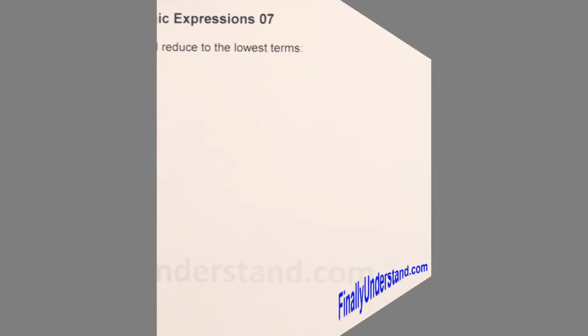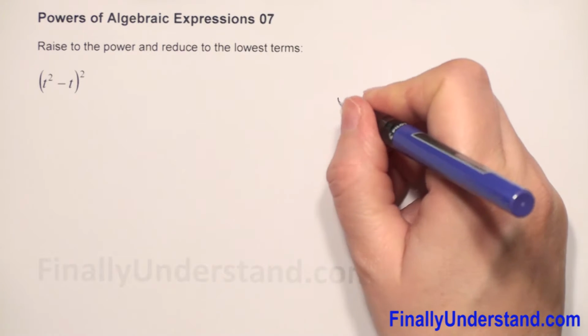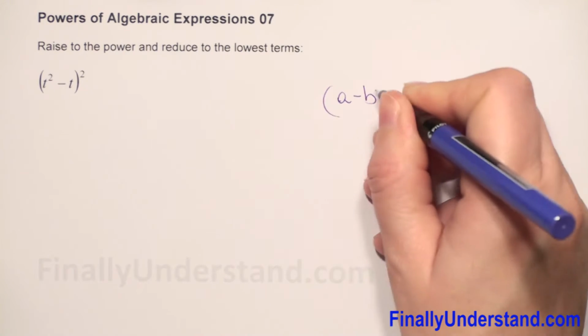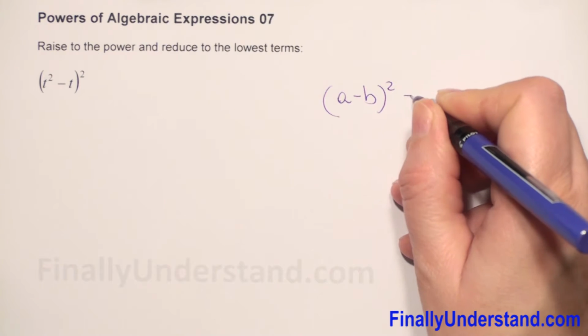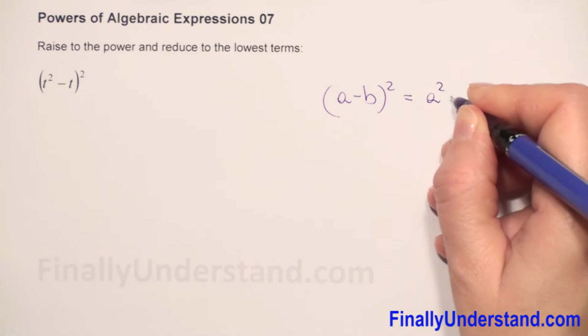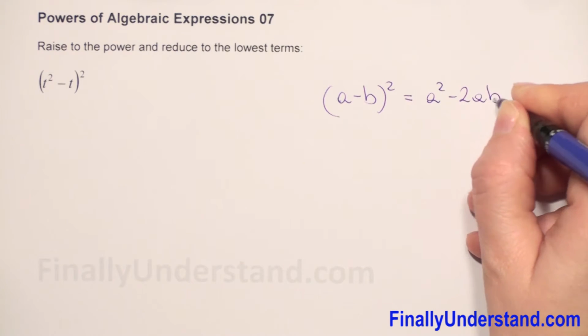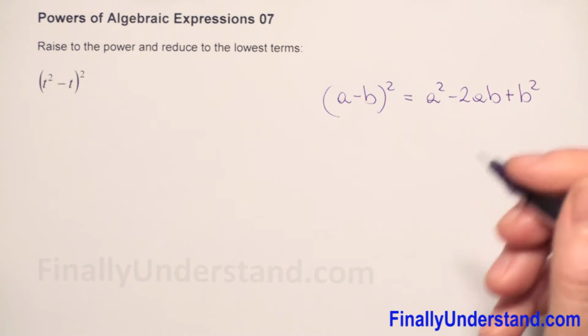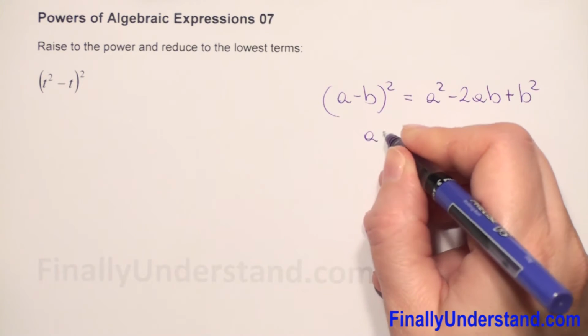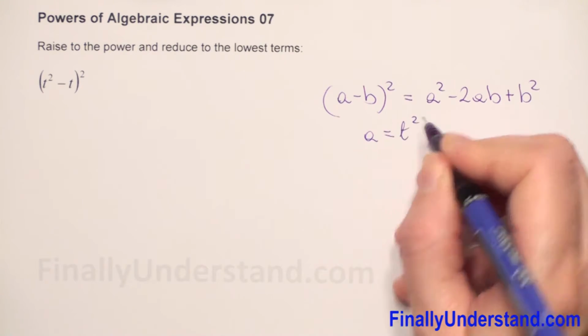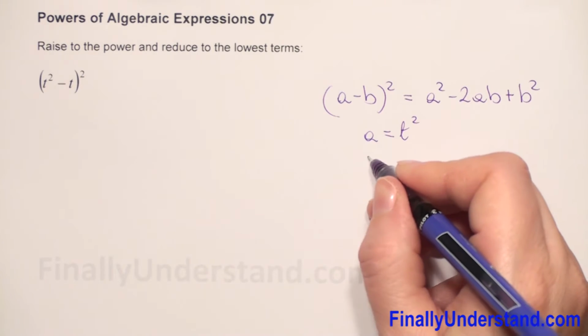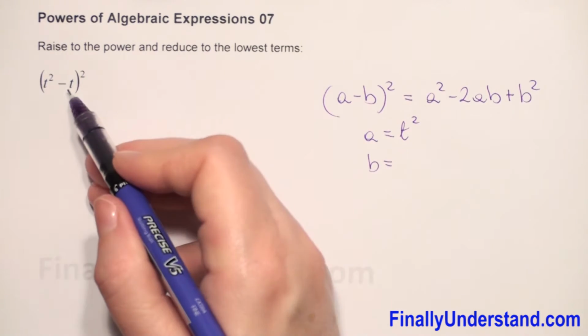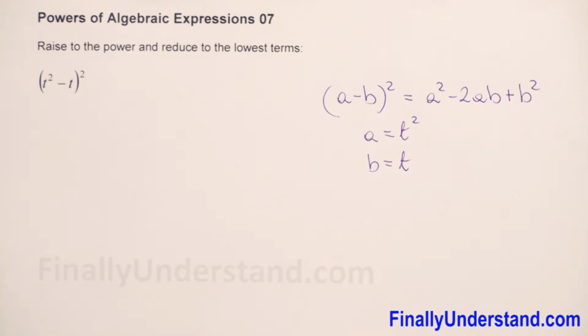We have square of difference. So let me remind you the formula. When we have (a minus b) to the second power, this is equal to a squared minus 2ab plus b squared. In our example, a is equal to t squared and b is equal to t. So now you will just use this formula.